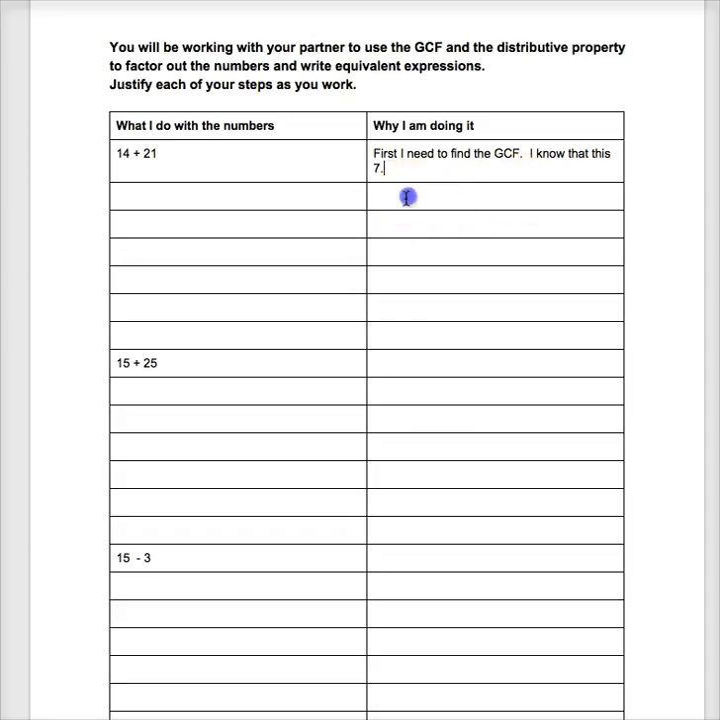Okay, so now over here, I'm going to put 7, and I'm going to take a look at 14. 7 times what number is 14? Well, that's 2. 7 times what number is 21? And that's 3. So first I pulled out the greatest common factor.